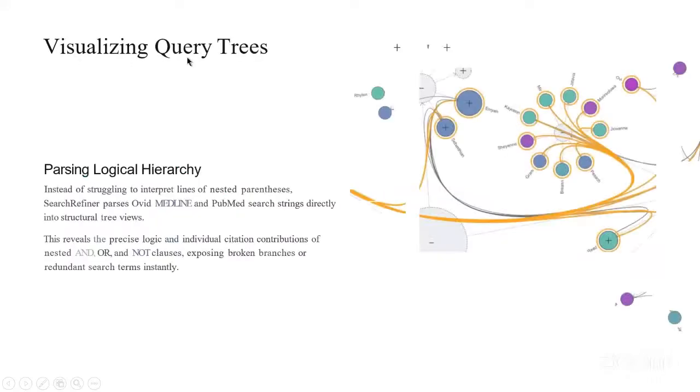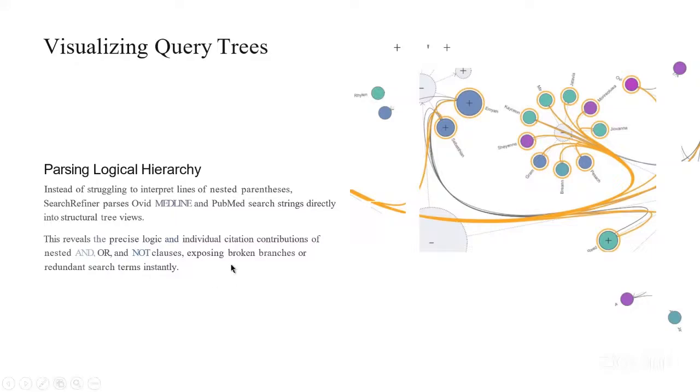So let's visualize query trees. This is probably the most distinctive feature of Search Refiner. Normally, Boolean searches become increasingly difficult to read, right? Because you have this long chain of AND, OR, NOT, and NOT. A systematic review might contain dozens of search terms, including the MeSH terms, the abbreviations, etc. At a certain point, it becomes hard to look at and hard to understand.